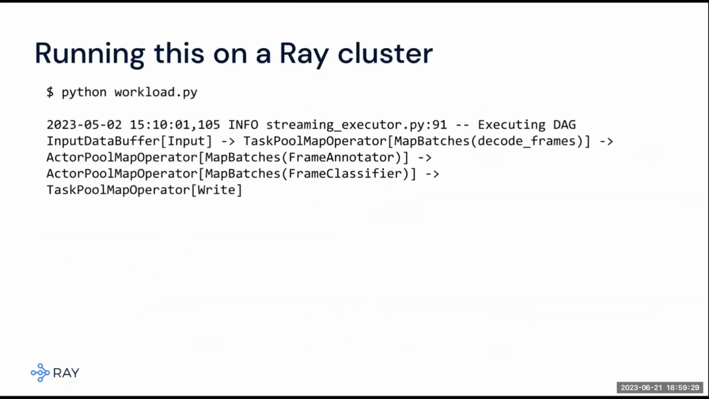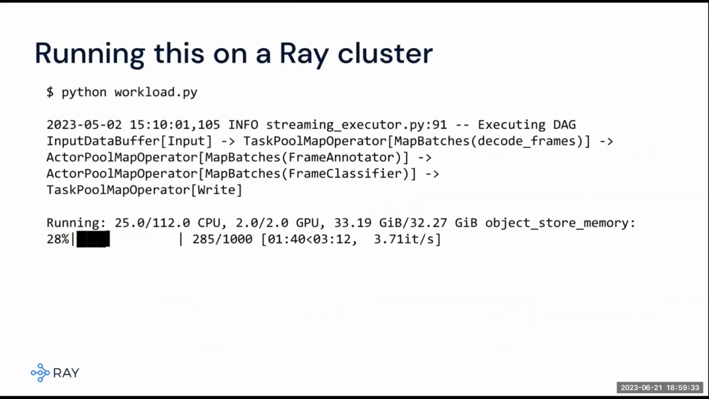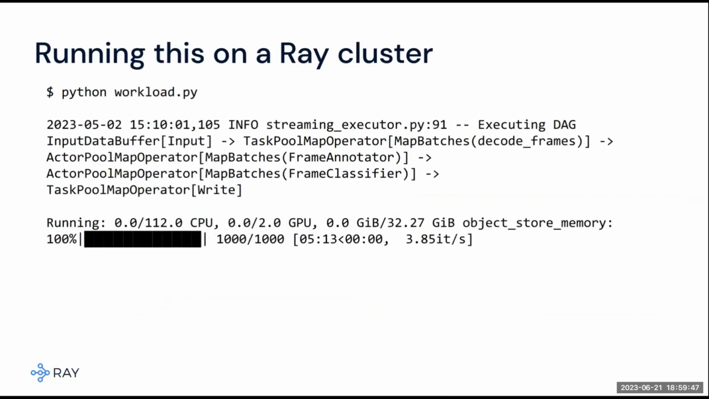When you run it, you'll see some log messages showing the DAG that's actually created, and there's a progress bar showing resource limits. This is actually part of the back pressure. These are all the limits that Ray Data will try to keep the pipeline under. And once you run it, we can look at the outputs.